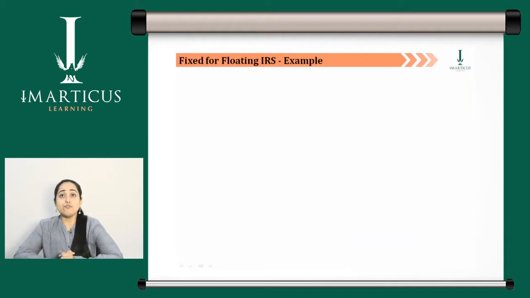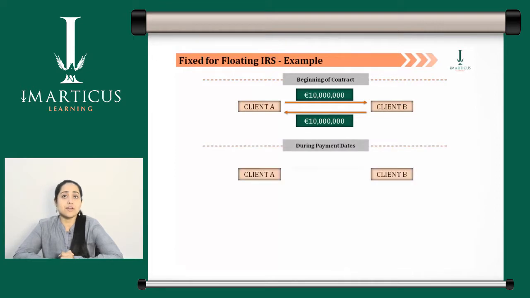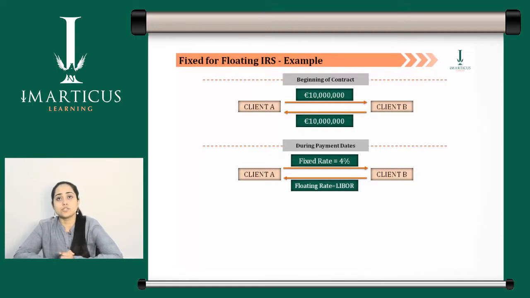Let's take an example of a fixed for floating interest rate swap. In this example, client A and B are entering into an interest rate swap for a notional amount of 10 million euros. During an IRS, the two parties of the transaction will only exchange cash flows based on the interest rates. There is no exchange of the notional amount in an IRS. Here, client A agrees to pay a fixed rate of interest at 4%. Client B agrees to pay a floating rate of return at the prevailing Libor rate. Let us assume the Libor rate is 5%.